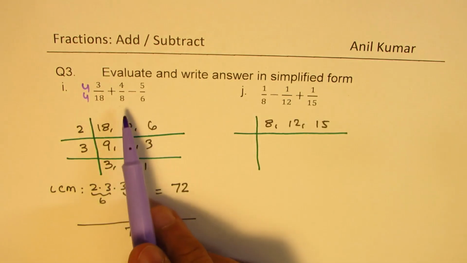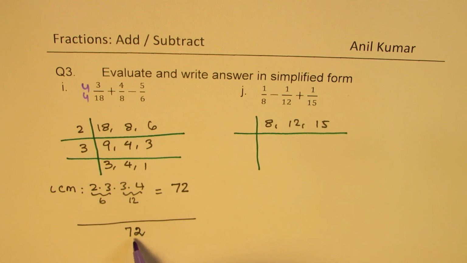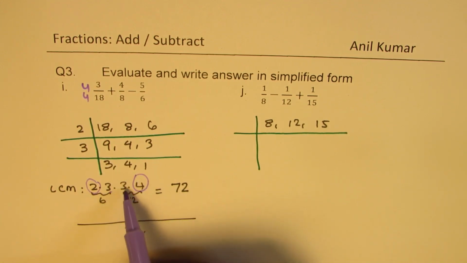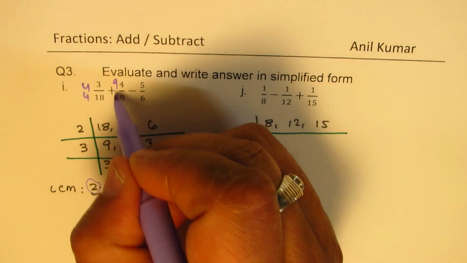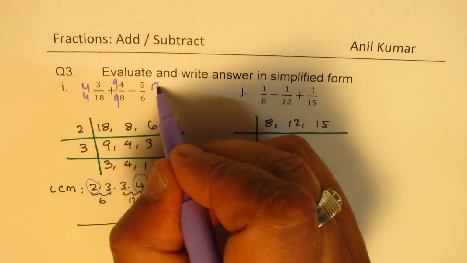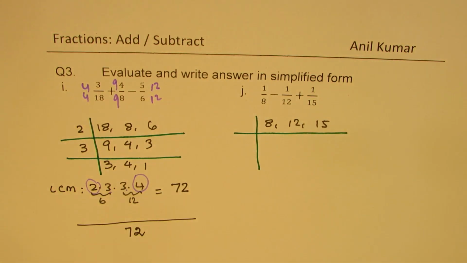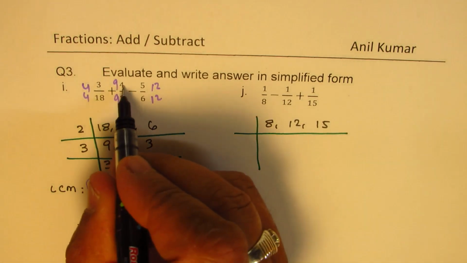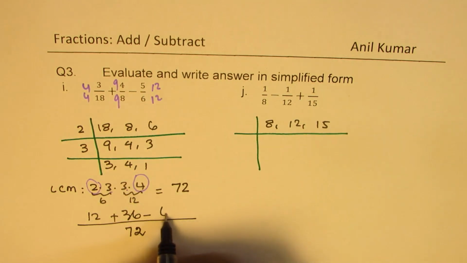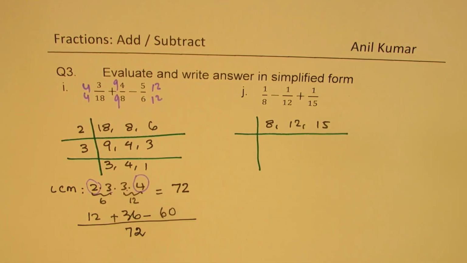Now 8 to 72. 8 is like 2 times 4, so you should be multiplying by 3 times 3, which is 9, right? As far as 6 is concerned, we have to multiply this by 12. Clear? So sometimes with bigger numbers, you may need a calculator, okay? So 4 times 3 is 12, plus 9 times 4 is 36, minus 12 times 5 is 60. So that's what we get. You can use a calculator to find these answers, right?